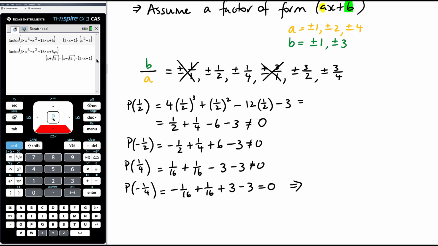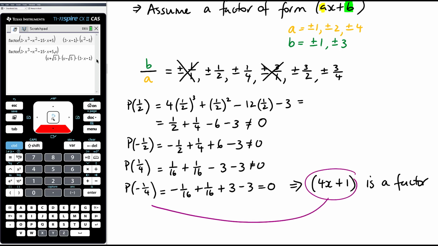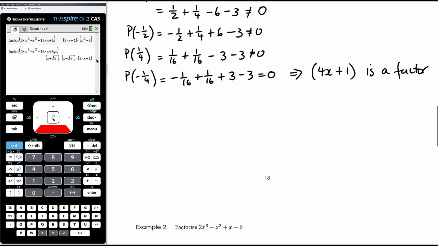Okay, so if p of negative 1/4 gives 0, that means that 4x plus 1 is a factor. Okay, so remember, the value that you sub in is what you get when you make this equal to 0. So when 4x plus 1 equals 0, 4x equals negative 1, x equals negative 1/4. So that's what we want. Okay, so 4x plus 1 is a factor. So we've used the rational root theorem to identify our factor.